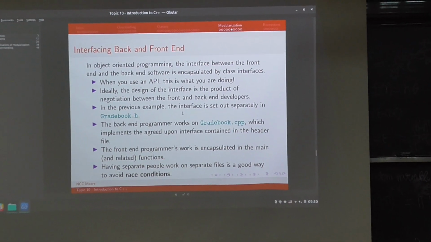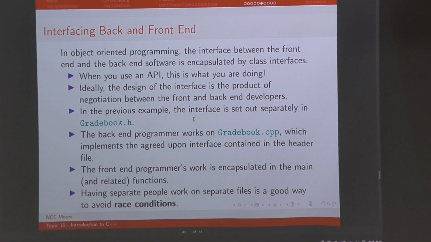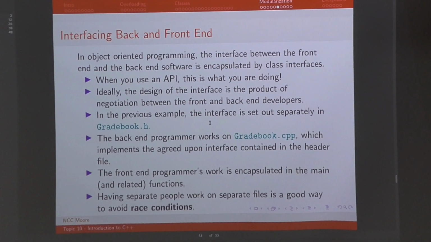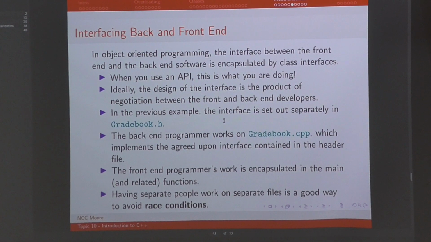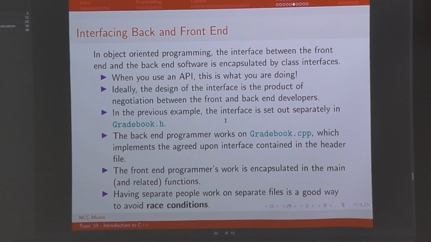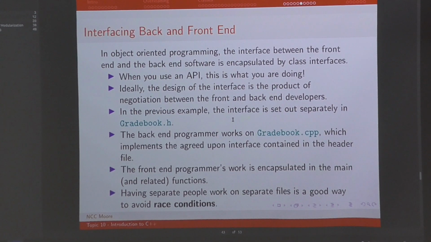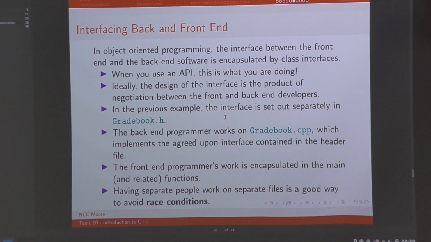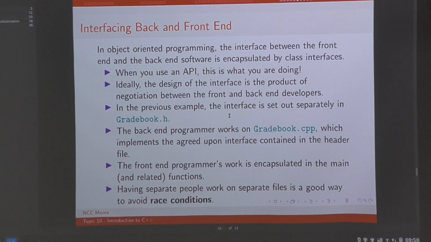In object-oriented programming, the interface between the front end and the back end software is encapsulated by class interfaces. When you use an API, this is what you're doing. The word API is thrown around a lot these days. Basically what it means is, what are the publicly accessible members of the class? That is the API. Ideally, the design of the interface is the product of negotiation between the front and back end developers.